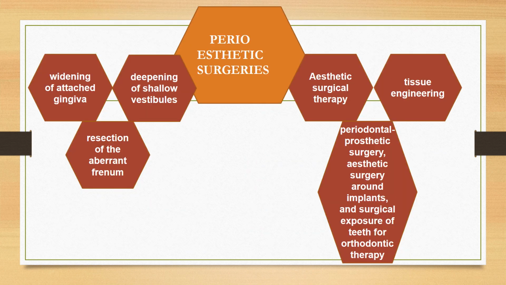So coming to the perioplastic surgeries, they have been widely classified into widening of attached gingiva, deepening of shallow vestibule, resection of aberrant frenum. These are the main problems we accounted before, and later on they included aesthetic surgical therapy, tissue engineering, other perioprosthetic surgeries, aesthetic surgeries around implants, and surgical exposure of teeth for orthodontic therapy. So later they have included all the other surgical procedures also.